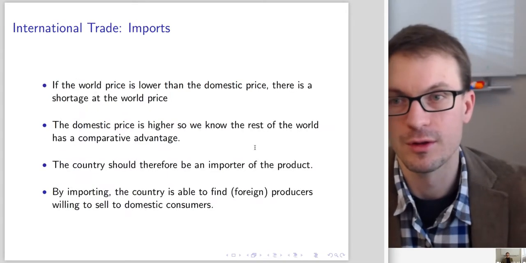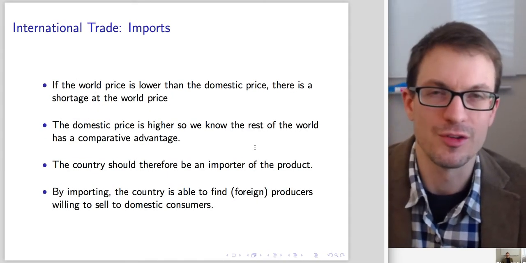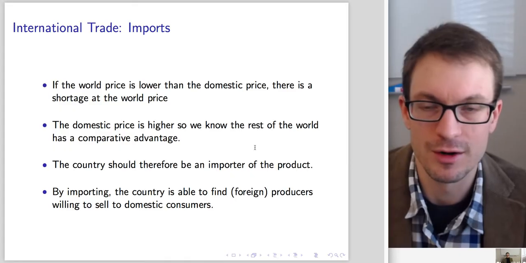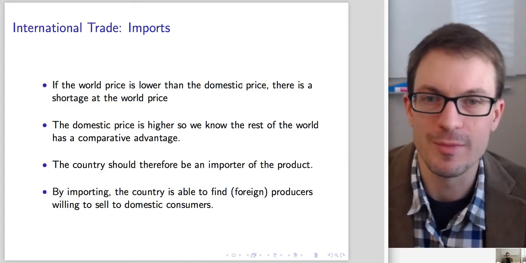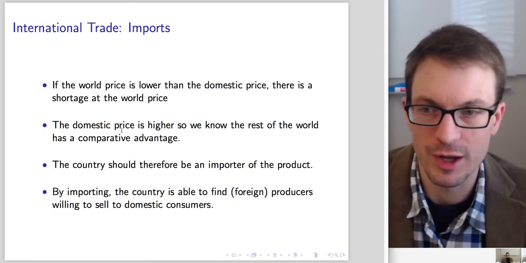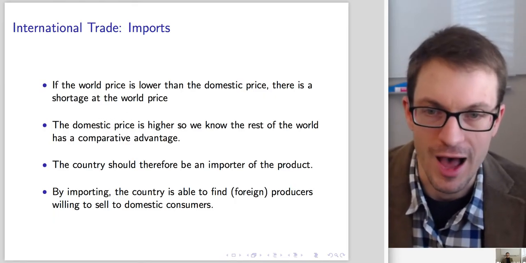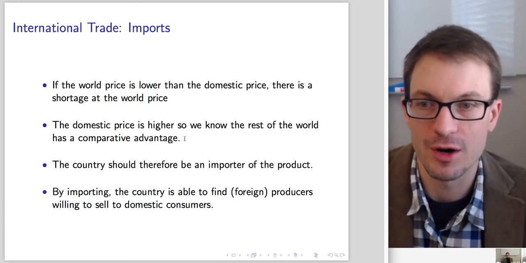All right. What about the importer? Does the importer get a bad deal here? No. Well, let's find this out. So if the world price is lower than the domestic price, there's a shortage at the world price. If the domestic price is higher, we know the rest of the world has a comparative advantage.